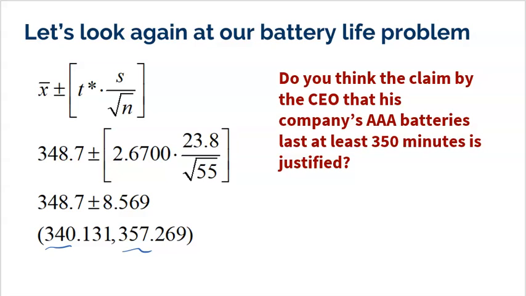So what do you think about the CEO's claim? He claims that his company produces batteries that last at least 350 minutes. Does our interval support that, or does our interval go against that? Well, 350 falls in my interval, so I guess my interval supports his claim. I can't say he's wrong. 350 could certainly be true, and it could even be higher than 350. Now, yes, the truth could also be lower, but if you want to word it like this, I do not have significant evidence that he's wrong.